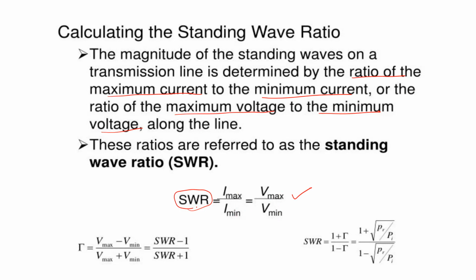This SWR can also be expressed in terms of the reflection coefficient gamma. The reflection coefficient is given by V max minus V min by V max plus V min, which will give us a value of SWR minus 1 by SWR plus 1. SWR in terms of the reflection coefficient is 1 plus the reflection coefficient divided by 1 minus the reflection coefficient.